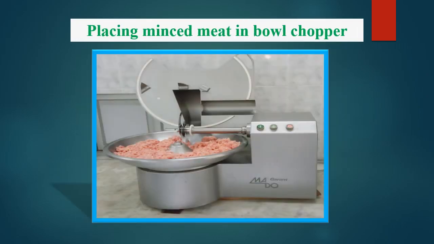Here we can see that minced meat or ground meat, after mincing, is placed into the bowl chopper. As I told earlier, first the minced meat is kept in the bowl chopper, then the curing ingredients like salt, sugar, phosphate and chilled ice are placed over it, and then the machine is run for chopping. This is shown in several other steps in the subsequent part of this.